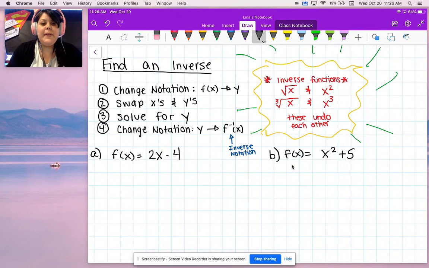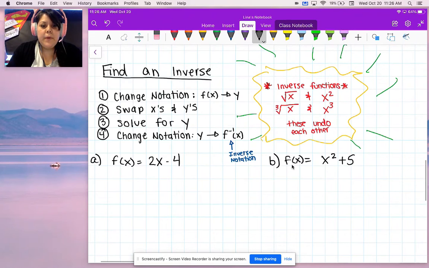All right, so now we're going to actually learn how to find an inverse. So go ahead and copy down these steps. To find an inverse, the first thing we're going to do is change our notation. So this is changing from f of x, we're just going to switch it to y. That's all we're doing. For our second step, we're actually going to swap our x's and y's.